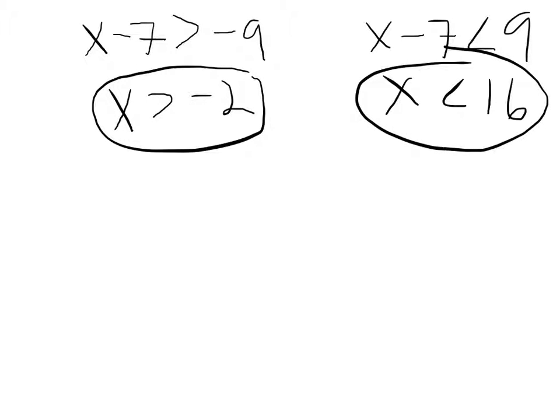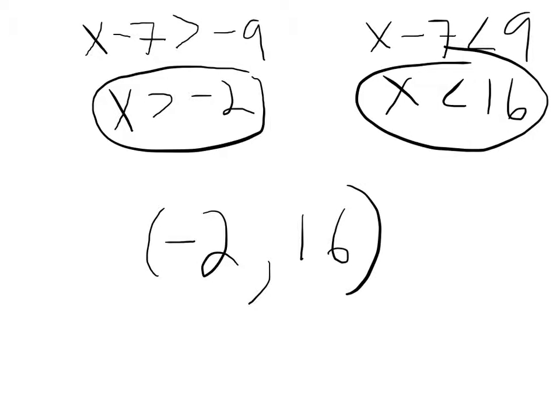Now, to write this in interval notation, I'm going to write that the lower bound has to be greater than negative 2, and the upper bound has to be smaller than positive 16. And I don't want to use square brackets because I don't have a greater than or equal to, or less than or equal to. Okay, so I hope that helps.